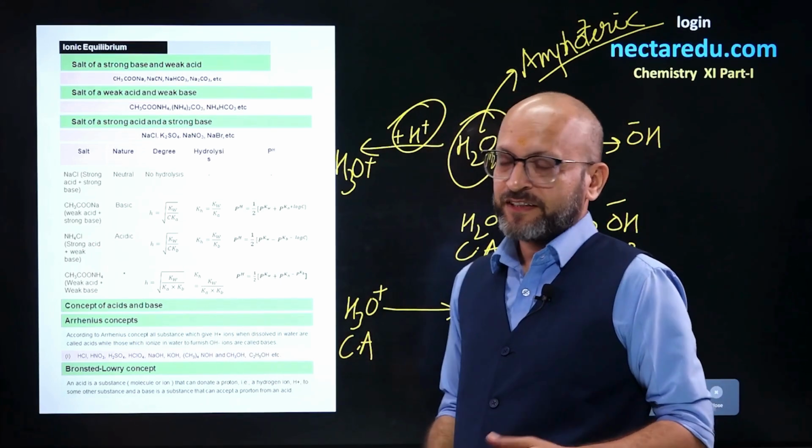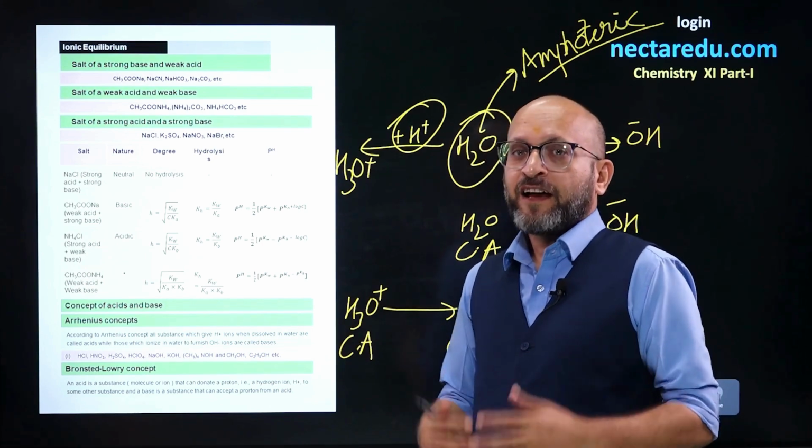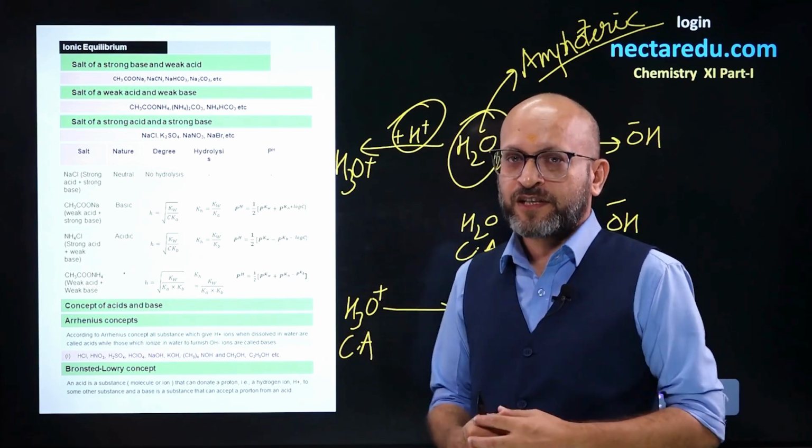Bronsted and Lowry concept we have explained. Arrhenius concept we have explained. We will be talking about other concepts later.